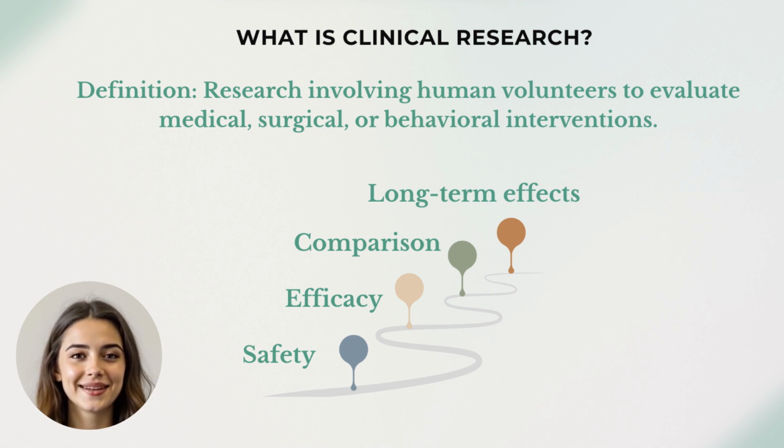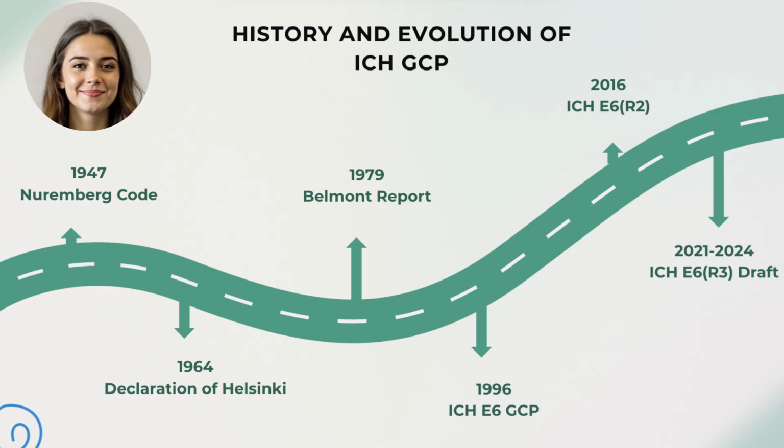There are two main types: interventional, where participants receive a treatment, and observational, where researchers simply collect data without altering the course of care. As you see in the visual, trials typically follow 4 phases, from small safety studies to large-scale post-market surveillance. Our current standards didn't emerge overnight.